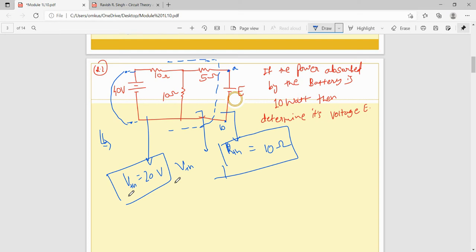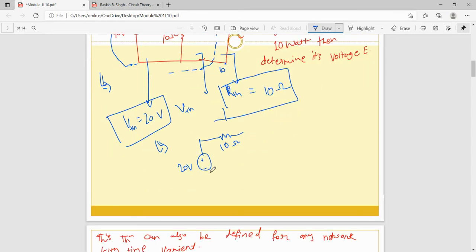So reconnect this circuit. This is plus minus 20 volt, and this is RTH, that is 10 ohm. Now see, what is our this E volt? What is the value of E volt? Now use Tellegen's theorem here. This is E volt. Okay, this is node A and node B.